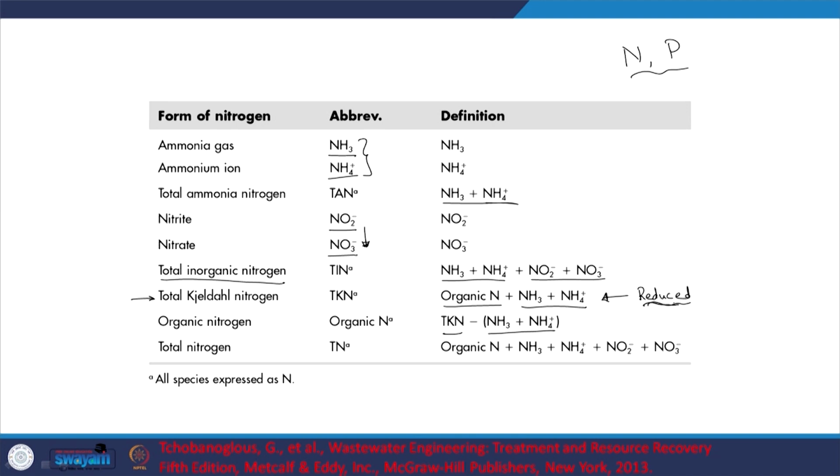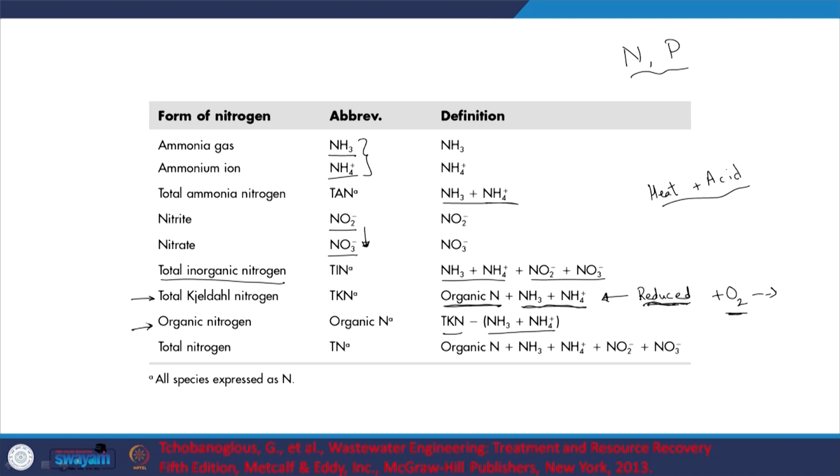Why am I concerned about this? Because, as you can see here, this is the reduced form, so it can take in oxygen and lead to oxygen demand. So, I am typically concerned with this, and also we are obviously looking at the removal of nitrogen. So, how do I measure this TKN? I need to convert the fraction of organic nitrogen into ammonia. So, I am going to apply heat and acid, typically acidic conditions, and this is called digestion, and then I will measure the NH3 and NH4+, the converted forms of ammonia.